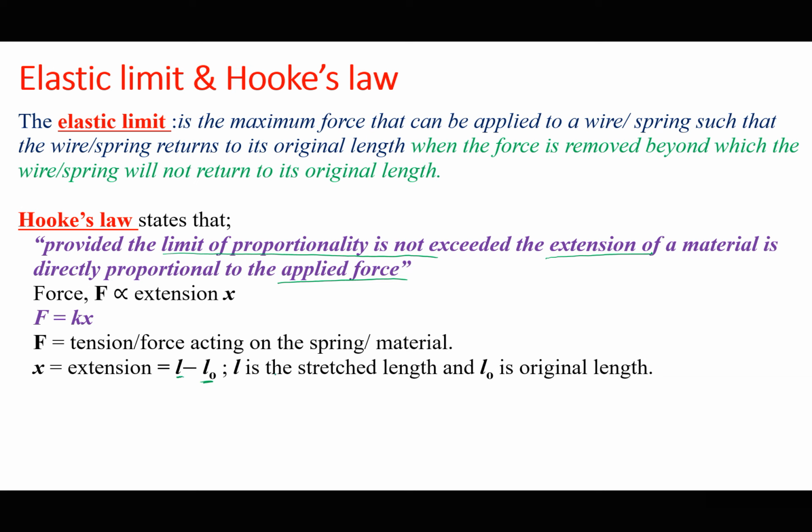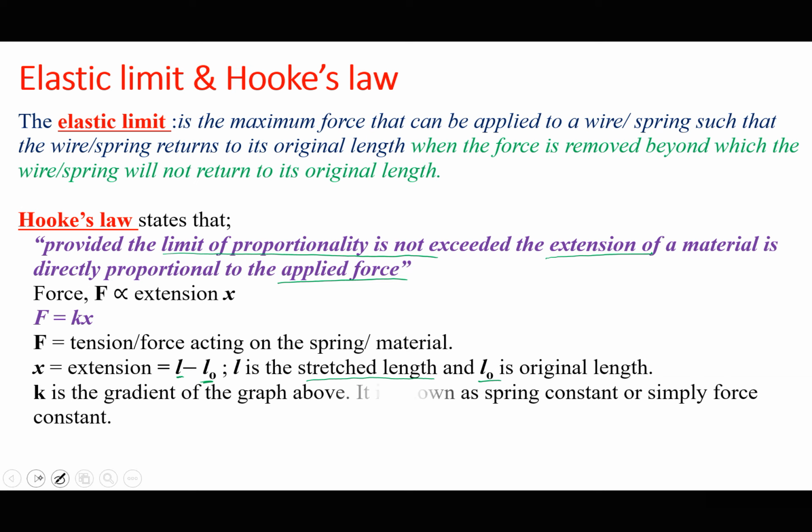L naught is the unstretched length, which is the original length. Then L is the stretched length, that is the new length, and that is going to be called the extension when we subtract L minus L naught. And then K is a constant, which is called the force constant, which could be the gradient of the graph that we saw above. If it is a spring, we call it the spring constant. If it is just a wire or any other material, we just call it the force constant.